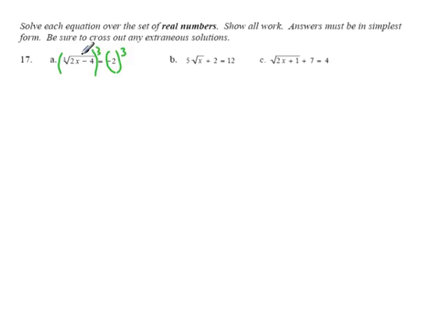The cube root cubed will cancel because they're inverse operations, and I will bring down 2x minus 4. And then the other side, negative 2 cubed, is negative 8. You're left with an easy equation to solve, so we just solve it. So add 4, divide by 2, and your possible answer is x equals negative 2. You will need to check it.